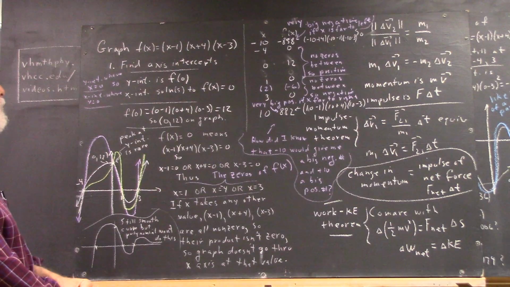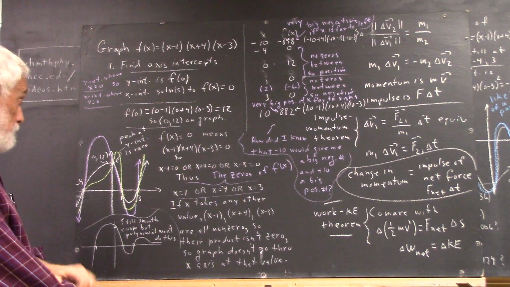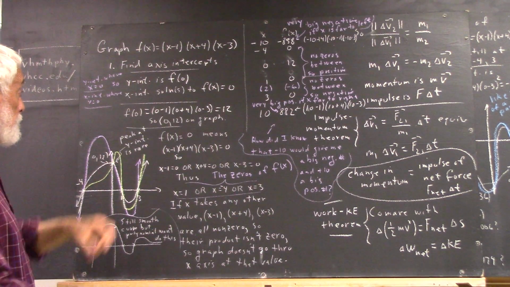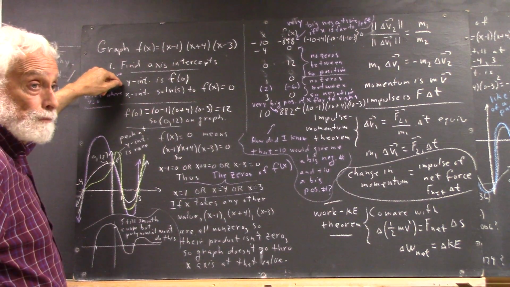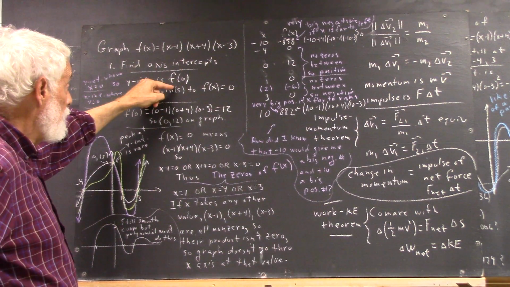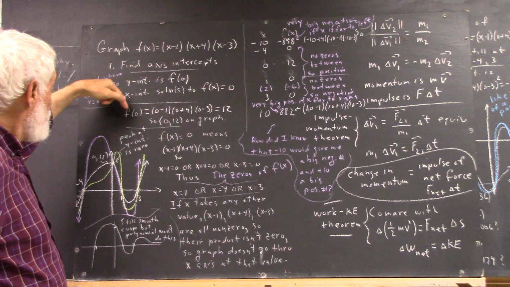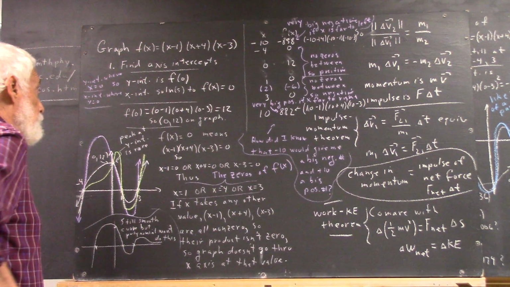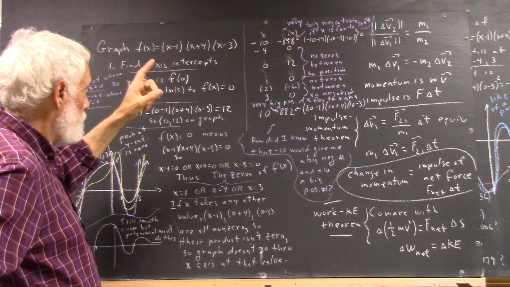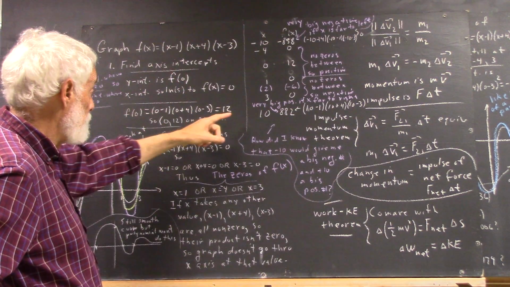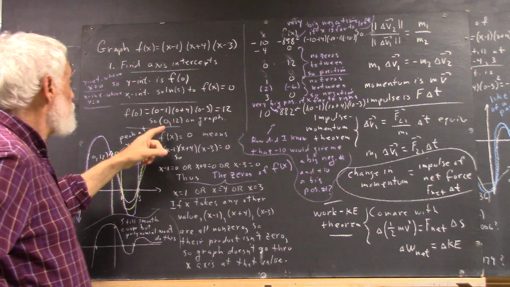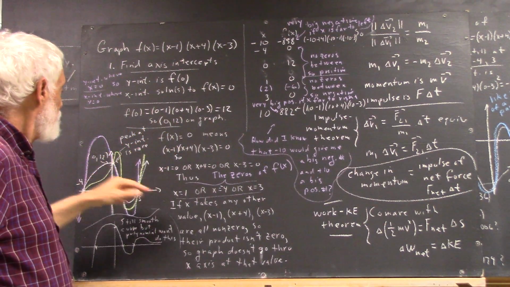Okay, well, the easier of the two tasks that we then have is to plug in 0 for x and see what we get. That's going to be our y-intercept. So f of 0, of course, is (0 minus 1)(0 plus 4)(0 minus 3), and that multiplies out to give us 12, so that the point (0, 12) is on the graph.